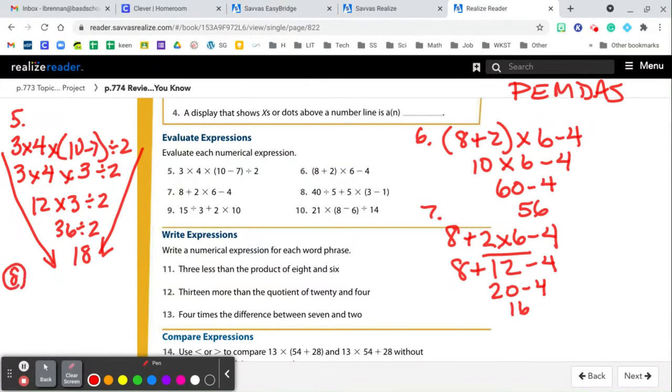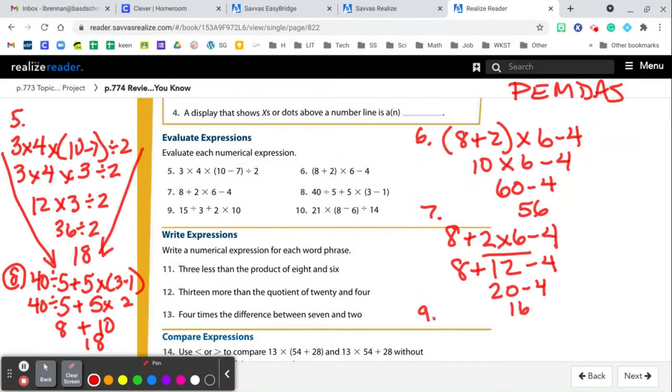Number 8, let's see if I can squeeze it over here. 40 divided by 5 plus 5 times 3 minus 1. We do inside the parentheses first. And then we do multiply, divide from left to right. So we're going to do 40 divided by 5 is 8, plus 5 times 2 is 10. So we wind up with 18 for number 8.